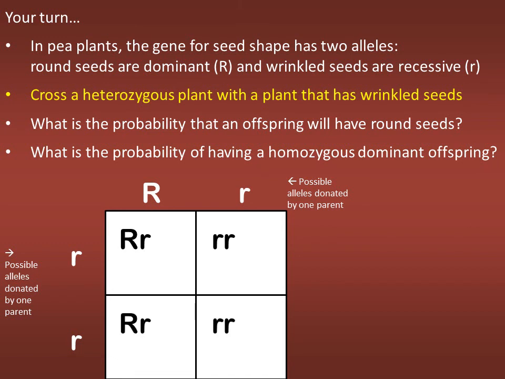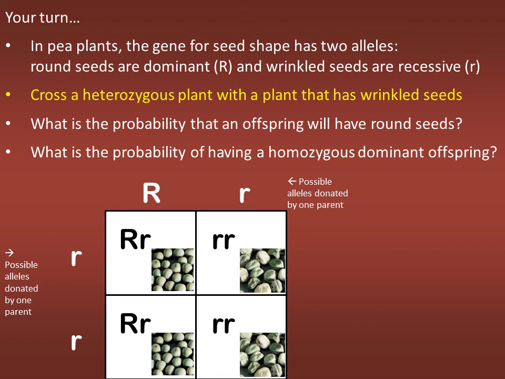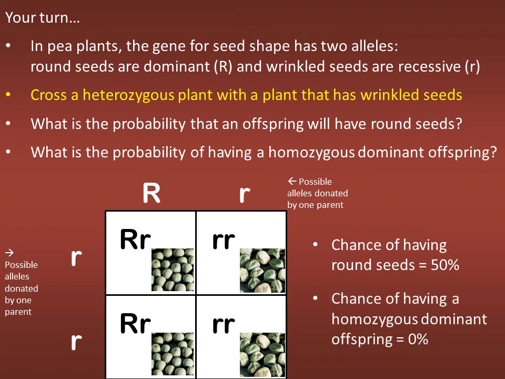And what we see then when we determine the phenotypes associated with each of these is that we have approximately half making the round seeds and half making the wrinkled seeds. So the chance of having round seeds is 50%, but homozygous dominant individuals are not possible from the combination of these 2 parents, and therefore the chance is 0% of having a homozygous dominant offspring.